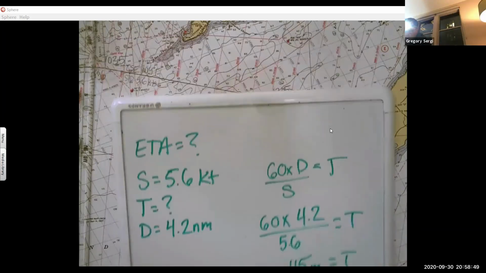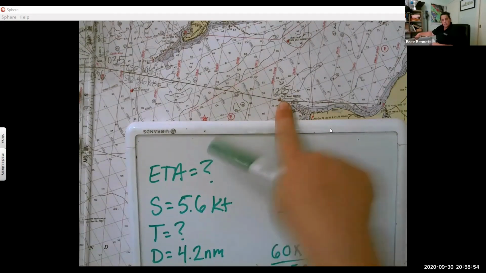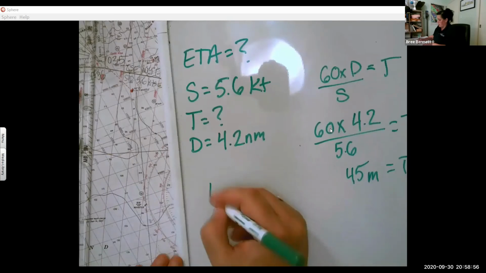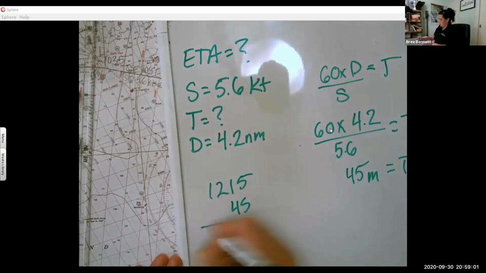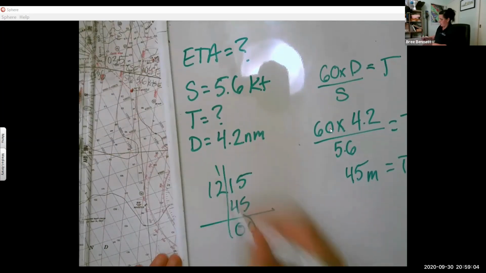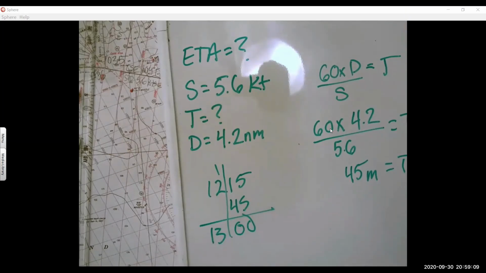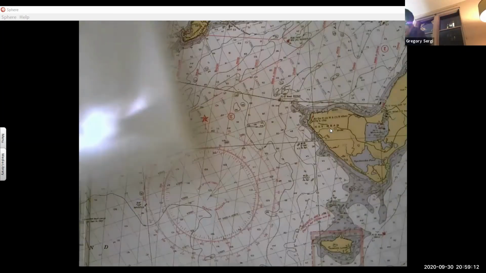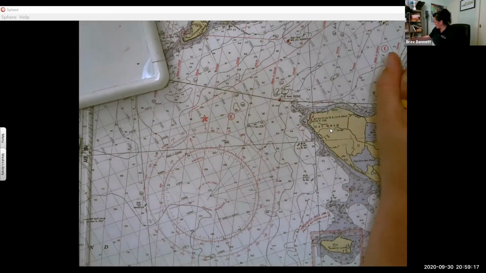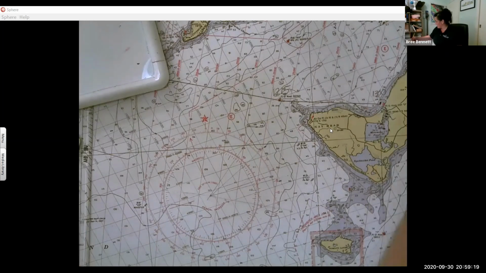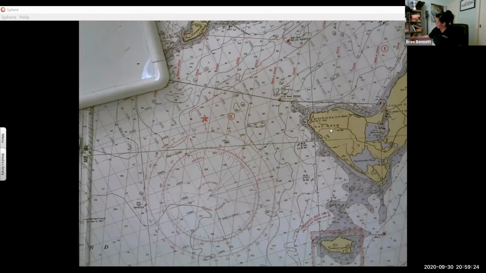So if we departed at 12:15, when are we going to get there? Just in time for lunch. 45 minutes. Carry the 1. 1300. Made our lunch date. Yeah. So we get there at 1300. And that's a DR because it's just calculated. So I would have written it diagonally.